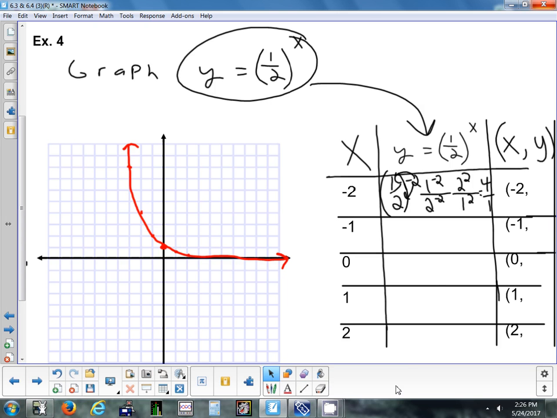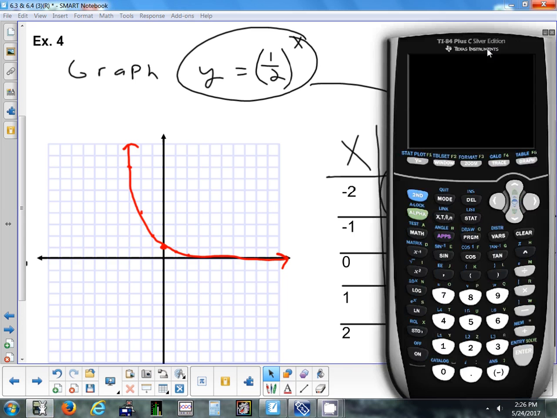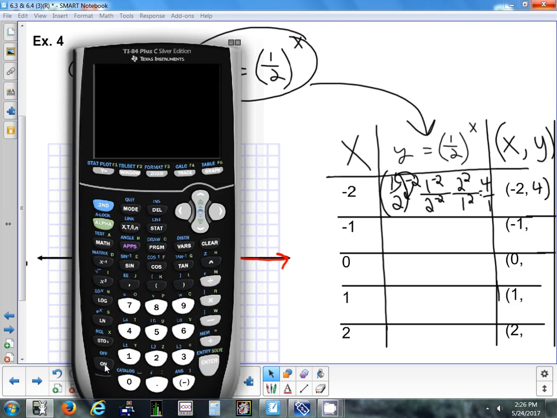What's 4 over 1 mean? So, yeah, anything over 1 is itself. Now, if this kind of freaks you out, if you punch it in on your calculator, you can do it exactly the same way too. It's entirely up to you. You can punch it in your calculator. Mr. Hager's going to show you guys right now.